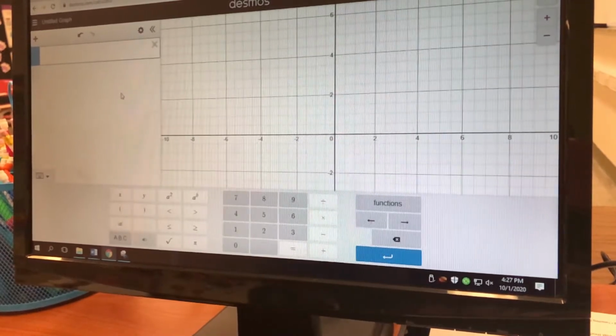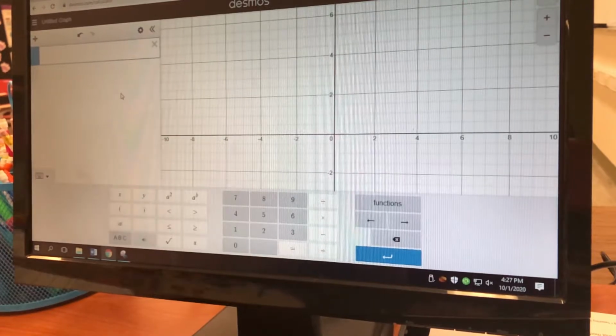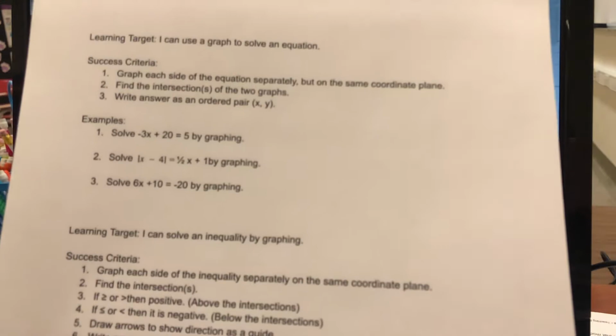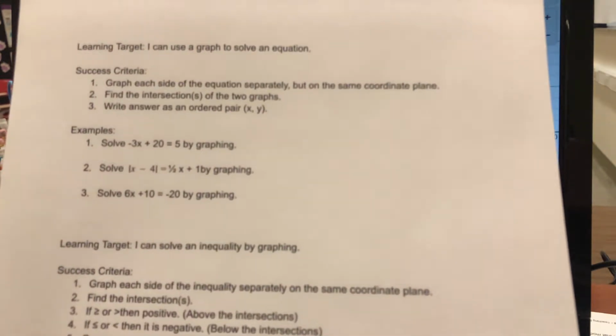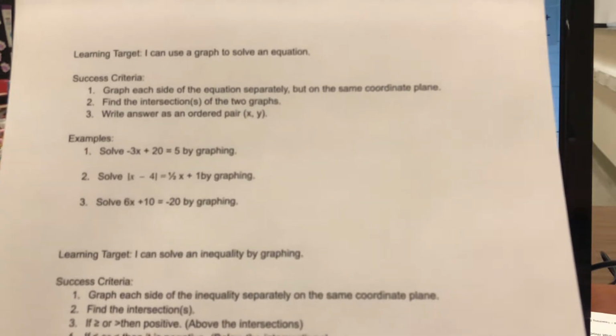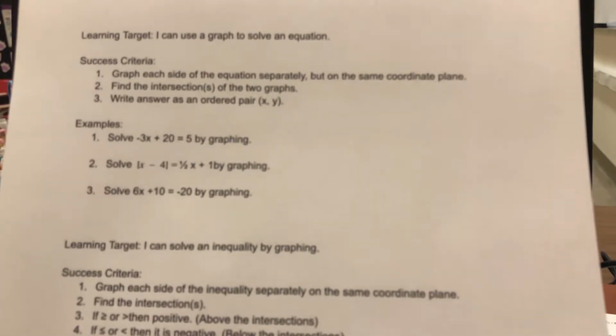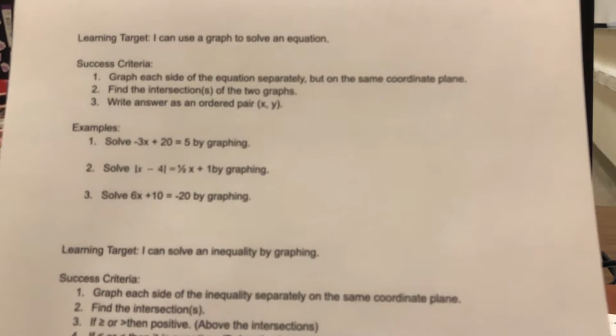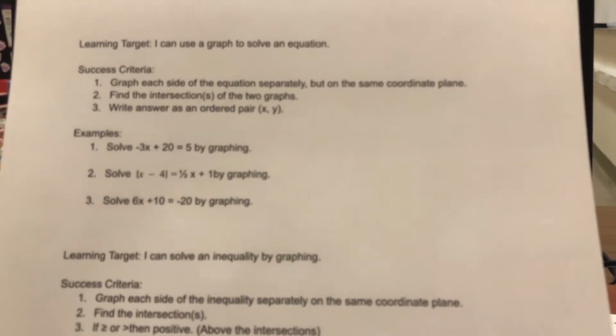Right, for this lesson, we are in section 1.5, and hopefully you had a chance to look over the notes for 1.5 attached to this video. Looks like this. Our first learning target is: I can use a graph to solve an equation. I have the success criteria typed up there for you, but let's go through the first example and go through the success criteria as we solve this problem by graphing.